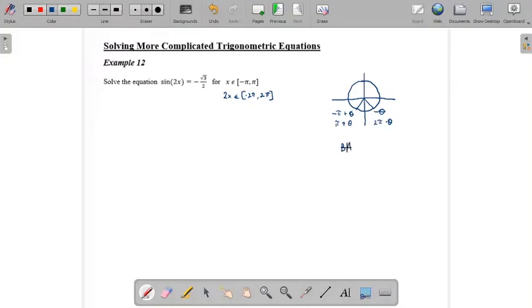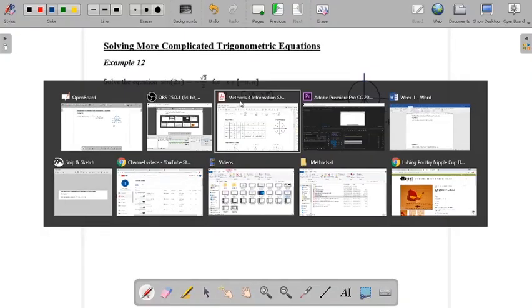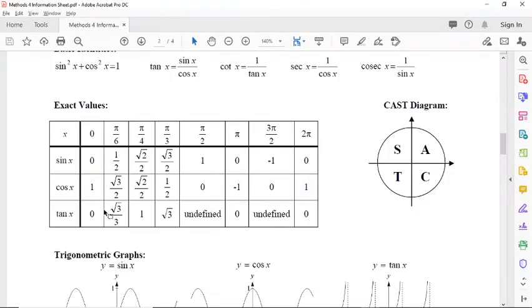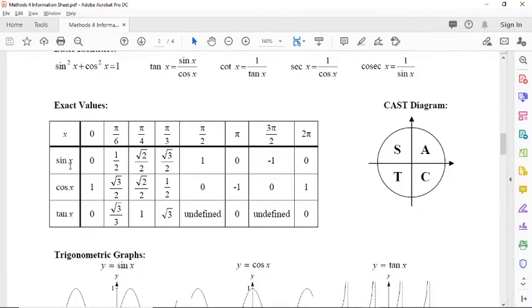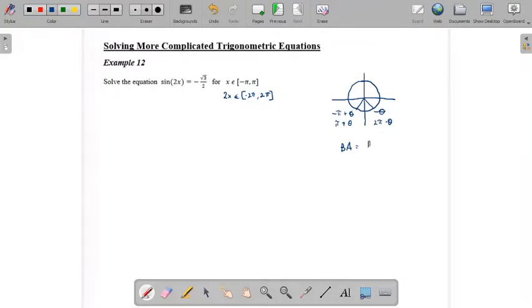Our basic angle, okay, again, when we're finding our basic angle, we ignore the negative, we're just interested in this number here. So we go to our exact values table, and we're looking at sine. So sine of our angle is √3/2. So our basic angle is this one here, which is pi/3. So then, that's our basic angle.